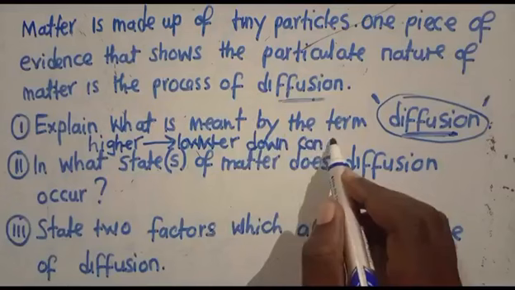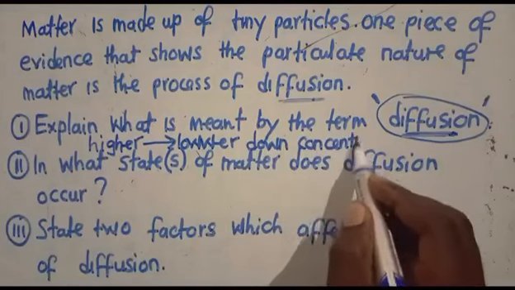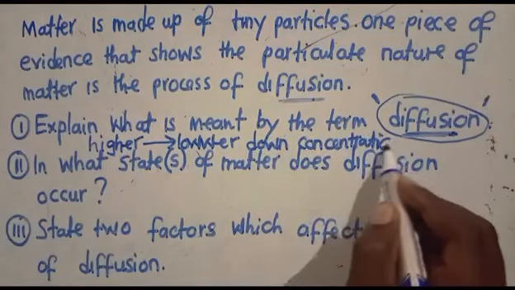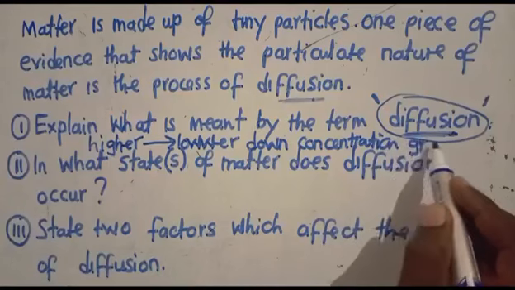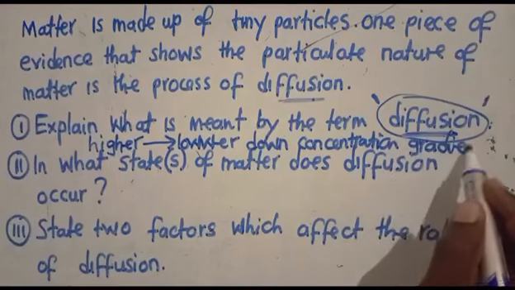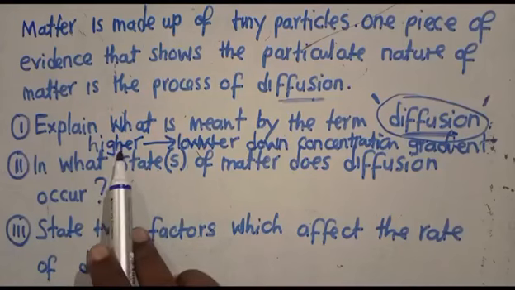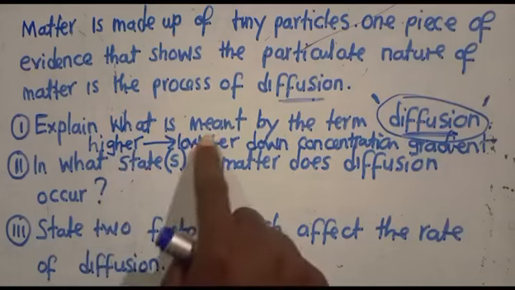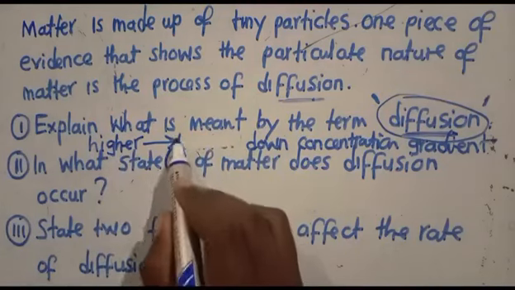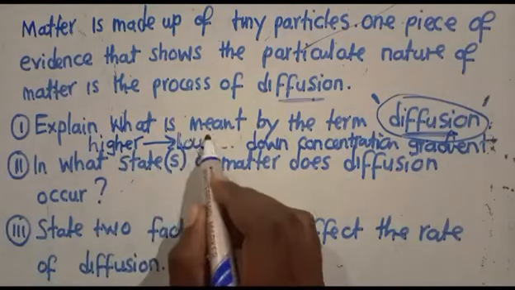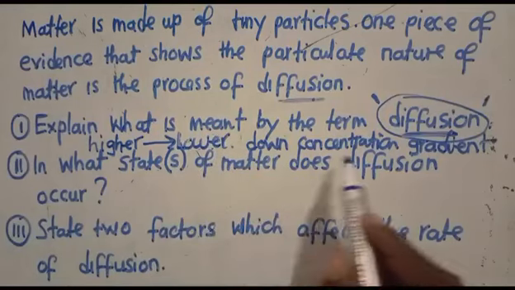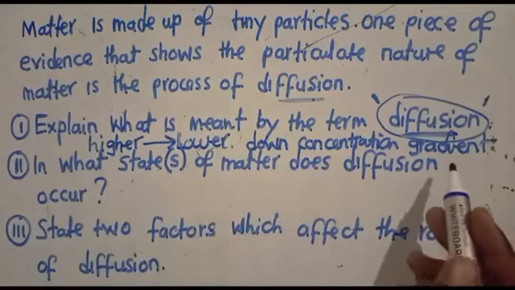This is what you are supposed to know and understand. Down the what? Concentration gradient. So whenever we are talking about diffusion, you just need to know that it is the movement of particles from a region of higher concentration to a region of lower concentration, down the concentration gradient.